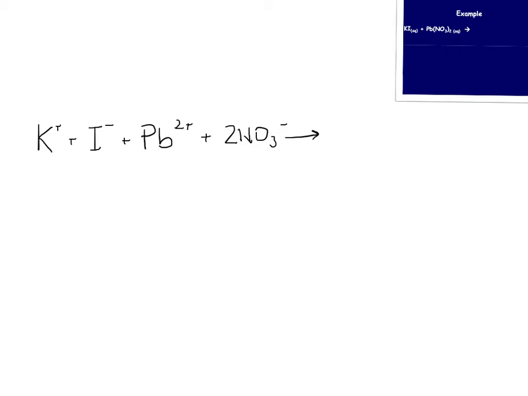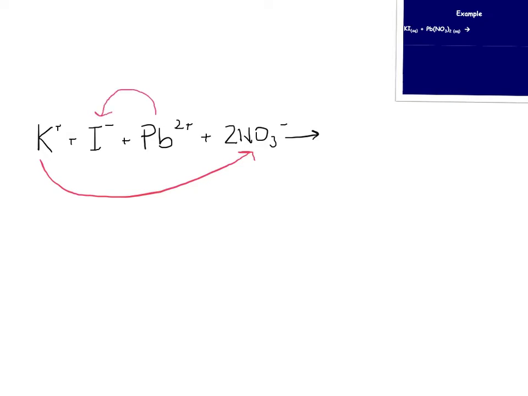So originally this K was with this I when it was a solid, and that Pb was with those two NO3s when it was a solid. But now they're all mixed together, so we're going to give them the opportunity to find love in different ways. So instead of K plus going with I minus, let's find it a new anion to pair with. And what better anion to pair with than NO3 minus? And Pb2 plus, no longer is it going to be with nitrate. Let's try and tag it up with iodide.